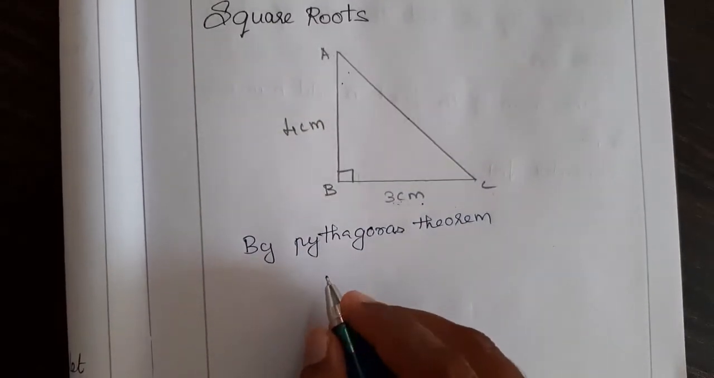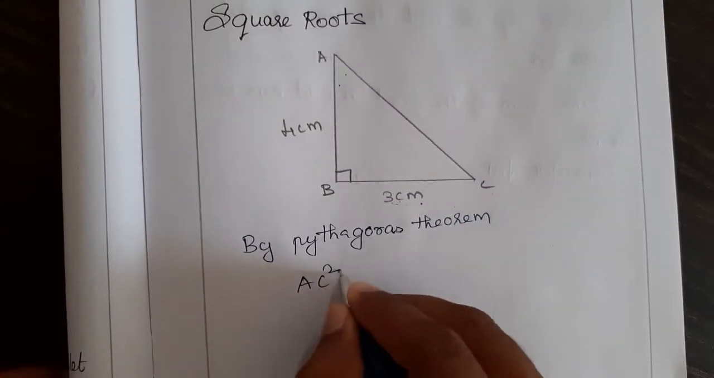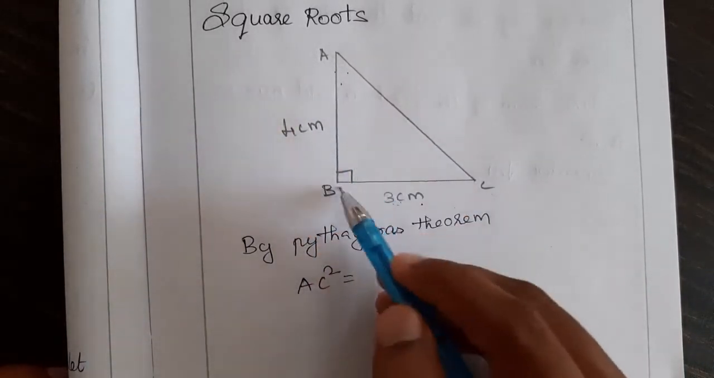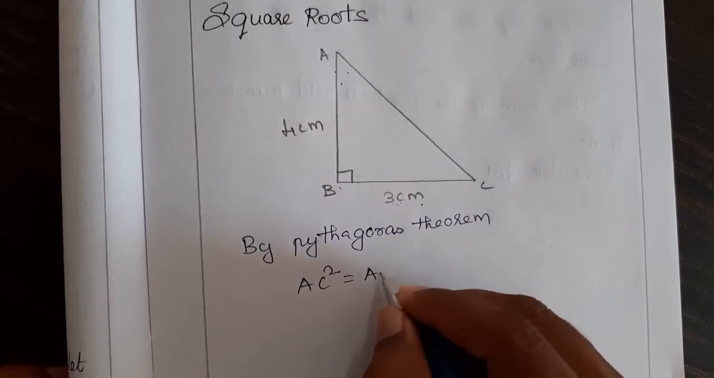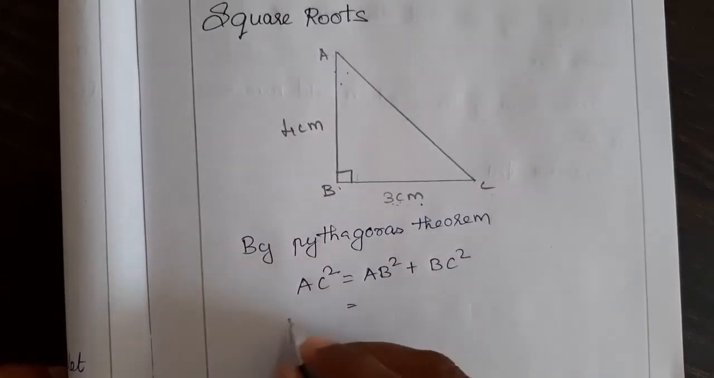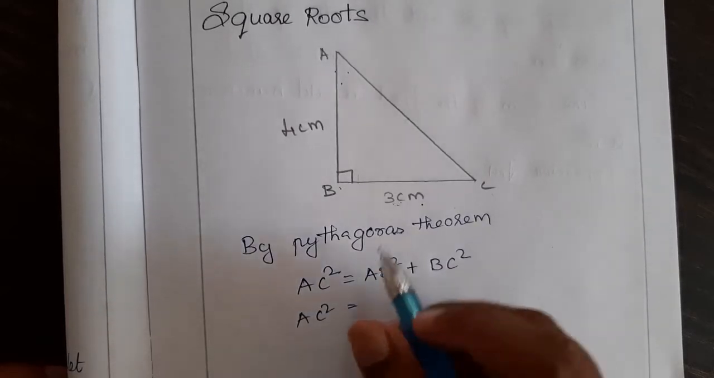By the Pythagoras theorem, hypotenuse square, that is AC square, equals the sum of squares of the other two sides. The other two sides are AB and BC. So AB square must be added to BC square. Then AC square we don't know, that's what we have to find.